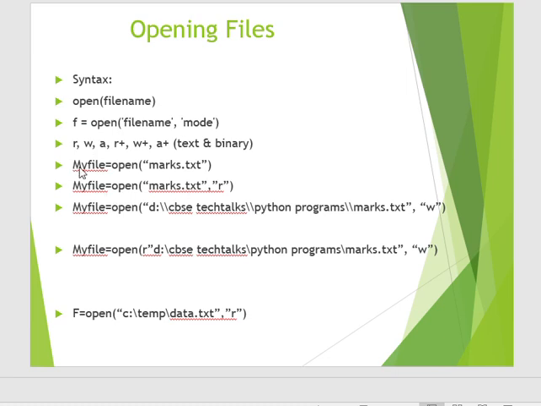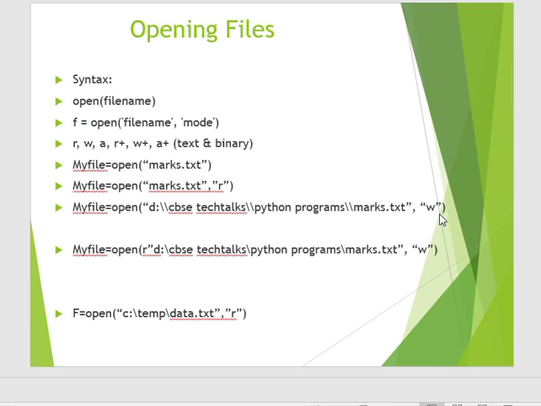If you are giving simply a file name, let's take this example, myfile = open("marks.txt"). In this case, Python is going to look for the marks.txt file in the folder where this program is stored. By default, if nothing is mentioned, it will always be in read mode, or you can even write read or write mode. If you have to open the file from some other directory, we need to put double slashes everywhere in the path, and then you may open it in read mode or write mode.